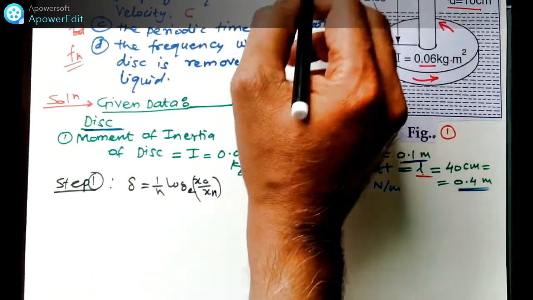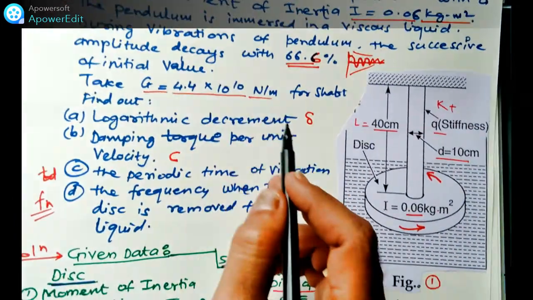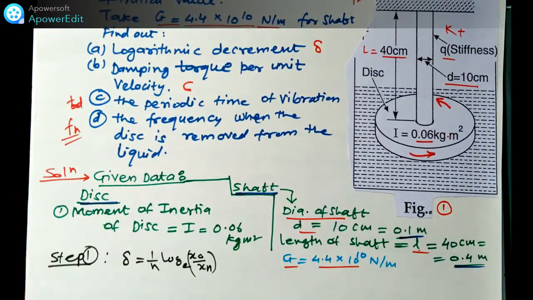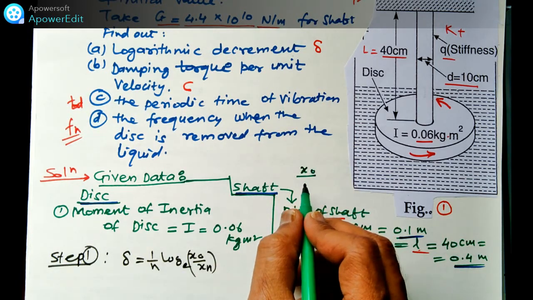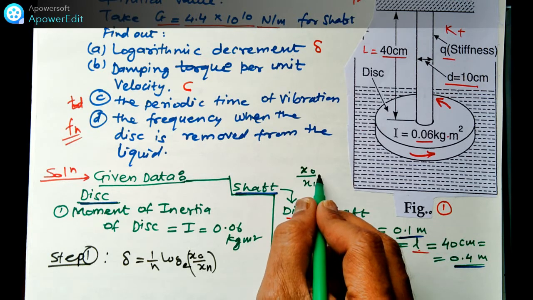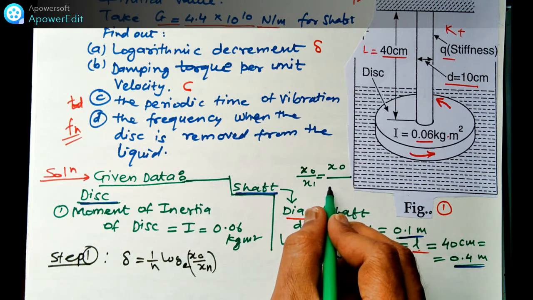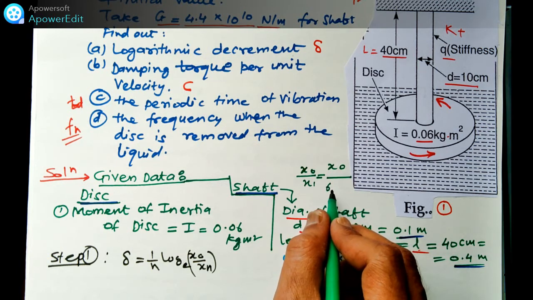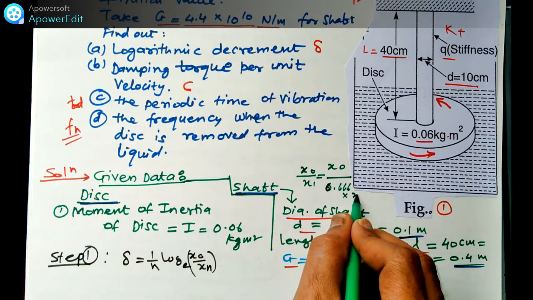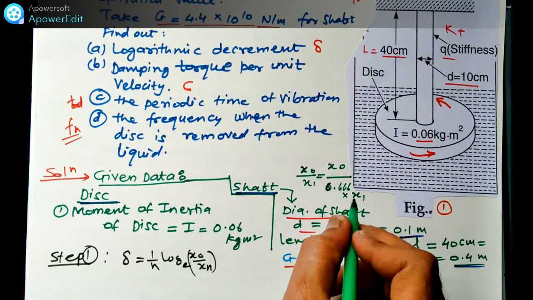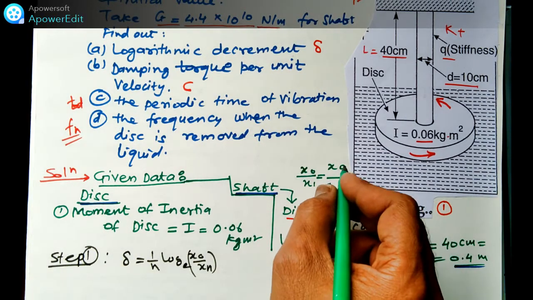What is the given data? The 66.6% successive amplitude decay is given to you. That I will write here. The given data is x0 by x1, which is 66% decrease, means x0 upon x1 is 0.666. Here x0 is reduced by this much, 66%, than the first one.